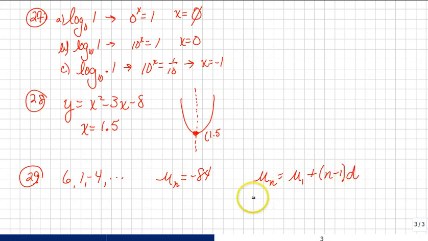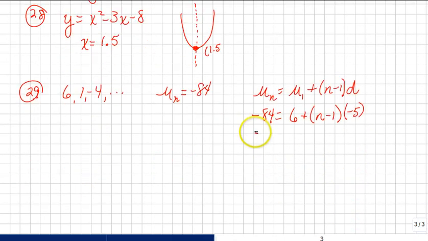So u sub n we know is -84. What we don't know is the number of terms. So we know u sub 1, that's 6, that's your first term. N we don't know, that's what we're trying to find, the number of the term that -84 is. And d is the common difference, or how much it goes up each time. Well, 6 to 1 is a drop of 5, so d is -5. And then you just take that equation and solve it.